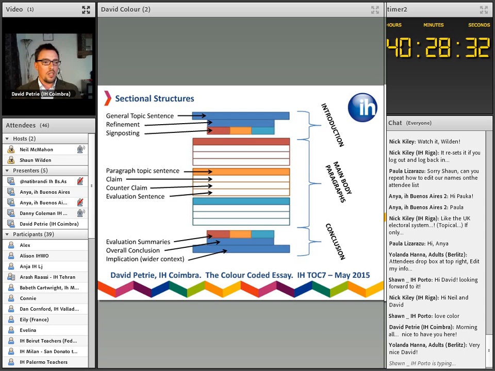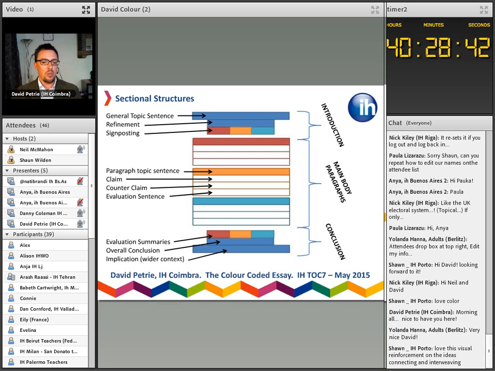So basically, most introductions have a general topic sentence, which is very general. And then the refinement section is where you move the essay from the general topic to the more specific topic that you're dealing with in the essay. And then the signposting is where you tell the reader effectively what they're going to read in the essay. You see, the color coding then links the topics from the introduction through the main body and back into the conclusion again.